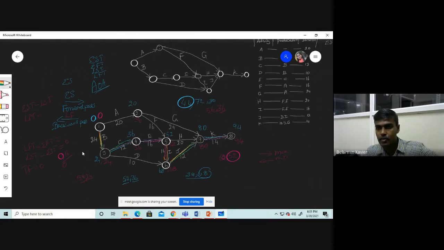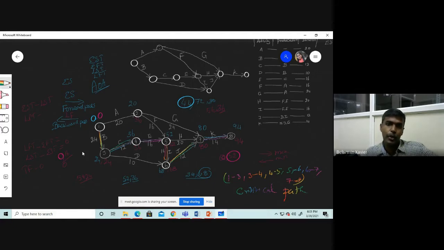That is 1, 3, 4, 5, 6, 7, 8. So this path is known as the critical path. Okay, so this is the longest path in this particular network.